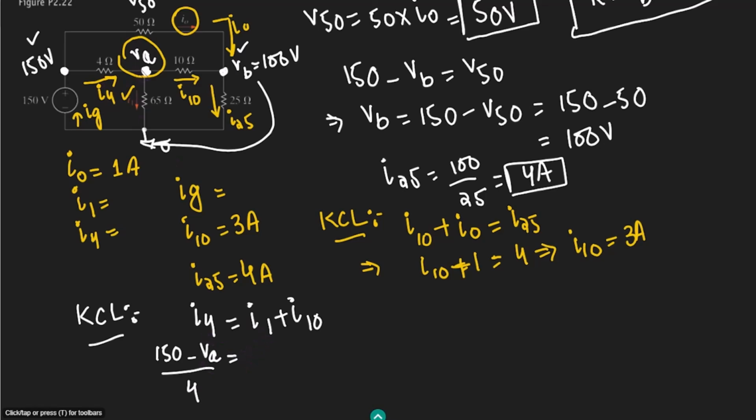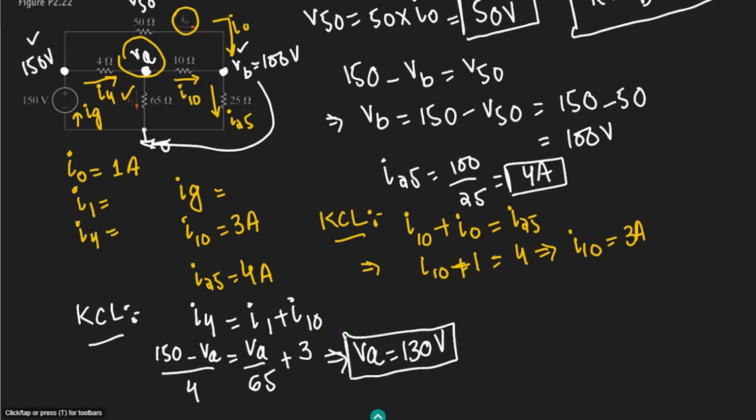Similarly for I1, I can see that this is VA divided by 65. So VA divided by 65 is I1, and also the value of I10, which is already known, is 3. Once this is solved, we will get the value of VA equal to 130 volts. This is a linear equation, only one thing is unknown, and that is VA. When you solve it, you will get 130.